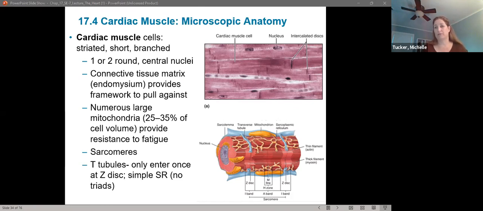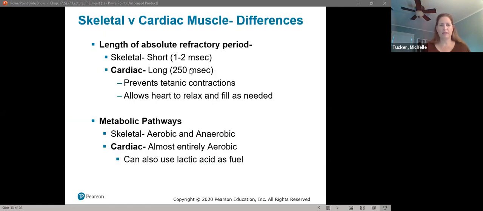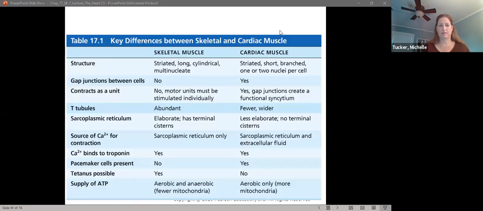Tuesday's lecture, which was a recorded lecture, started off with the microscopic anatomy and differences between skeletal muscle cells and cardiac muscle cells. This table is going to contain most of what you need to remember about skeletal muscle versus cardiac muscle.